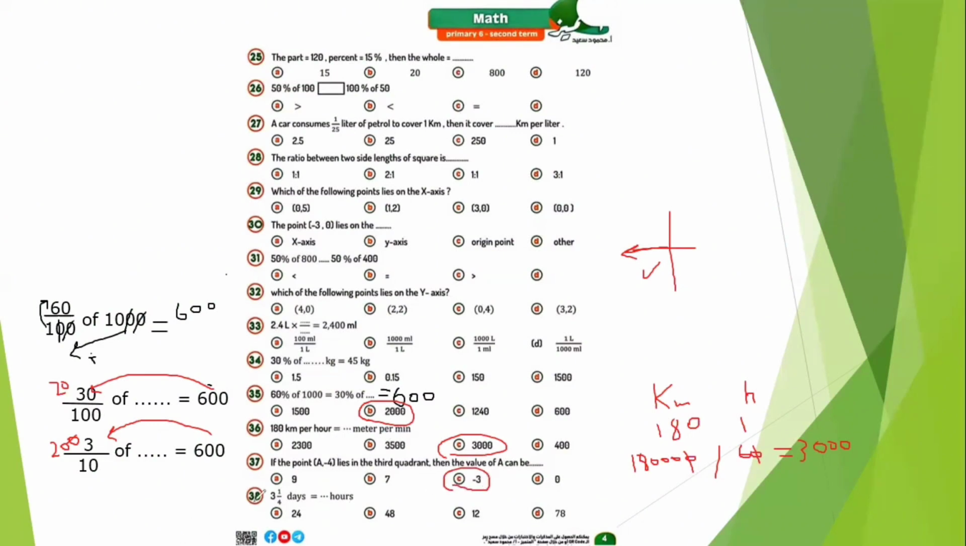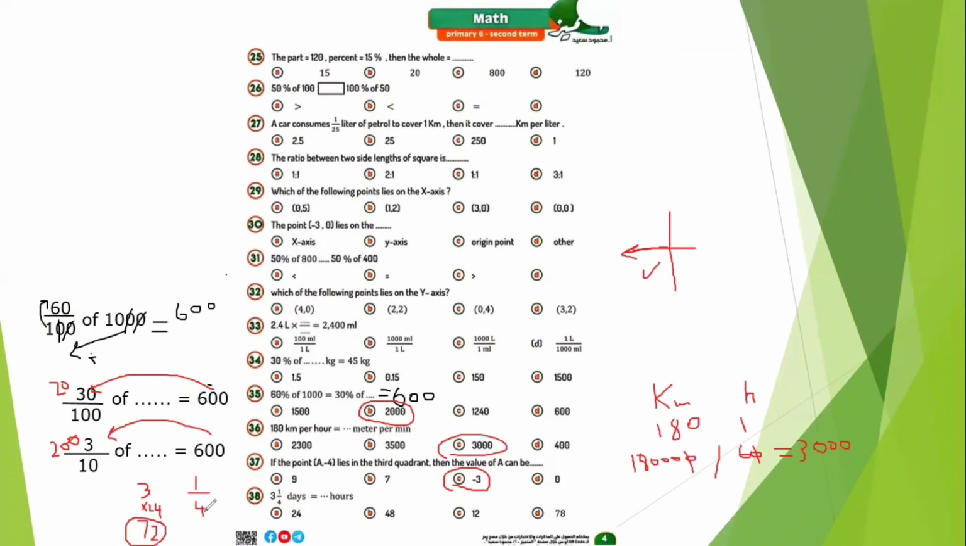38. 3¼ days equal how many hours? First, you can separate 3¼ to 3 alone and quarter alone. 3 days equal how many hours? You can multiply by 24 because each day equals 24 hours. 3 times 24 equals 72 hours in the 3 days.